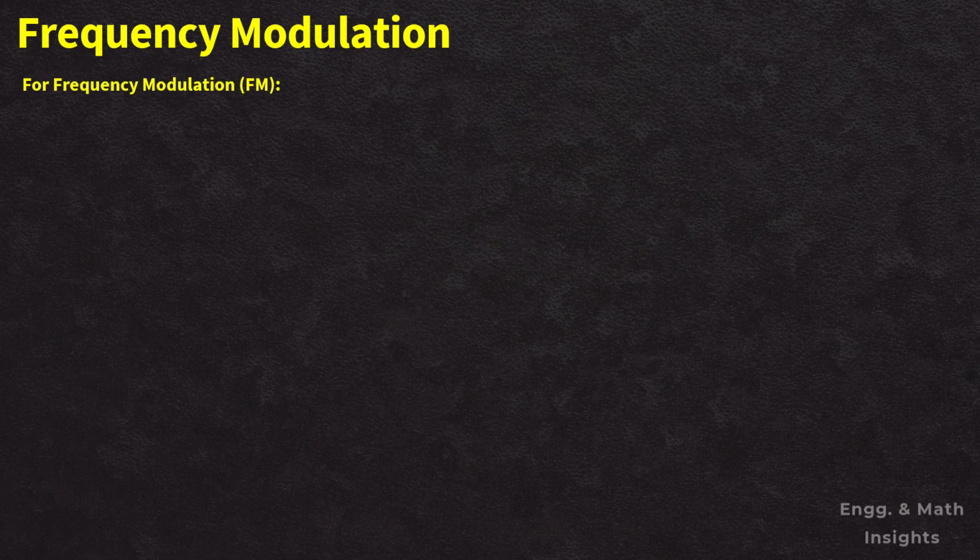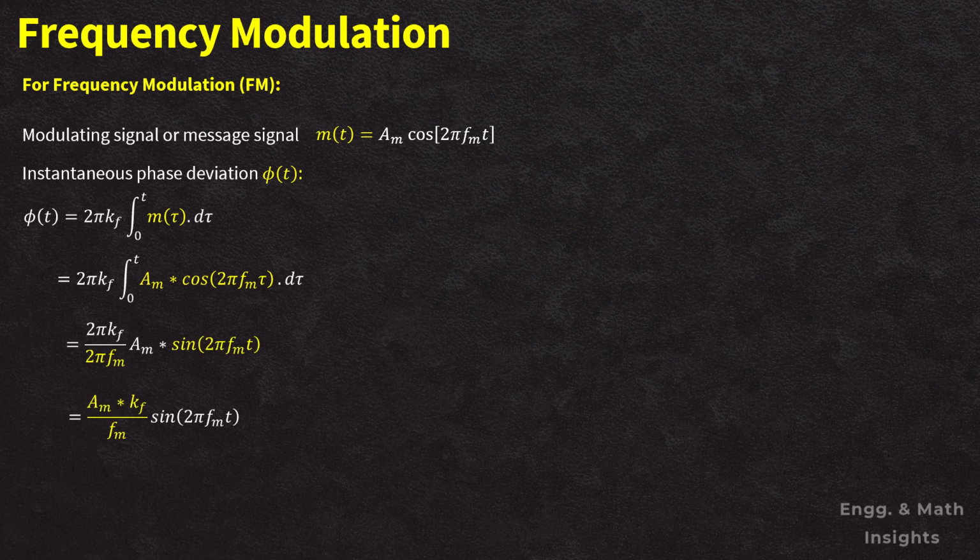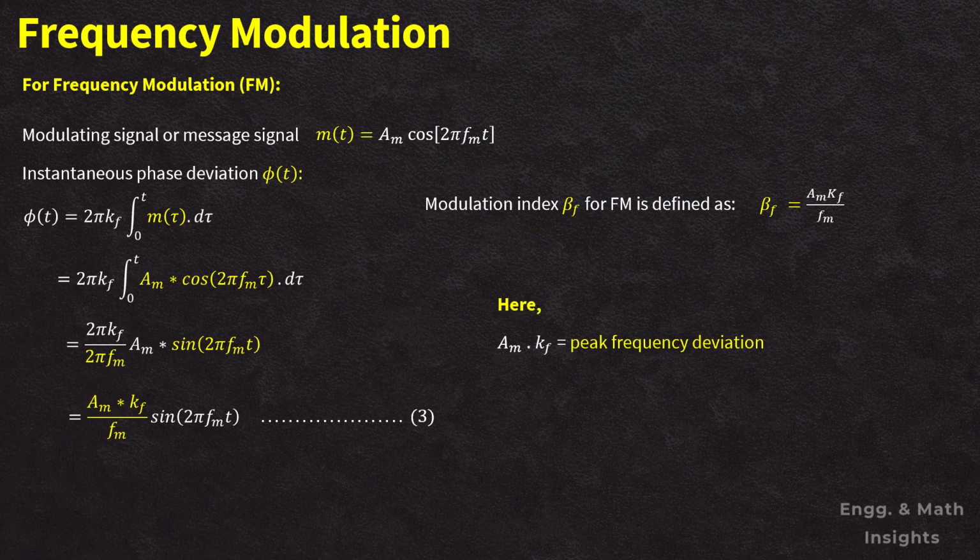For frequency modulation, message signal or modulating signal m(t) is equal to Am cos 2 pi fm t, and the instantaneous deviation for frequency modulation or phi(t) is equal to 2 pi Kf integration from 0 to t m(tau) d tau, and we can replace this m(tau) as Am cos 2 pi fm tau, and by performing the integration, this phi(t) can be written as Am into Kf divided by fm sin 2 pi fm t. Identify this as equation number 3. Now we can define the modulation index beta f for the frequency modulation as beta f is equal to Am into Kf divided by fm, where Am into Kf represents the peak frequency deviation, fm is the modulating signal frequency.